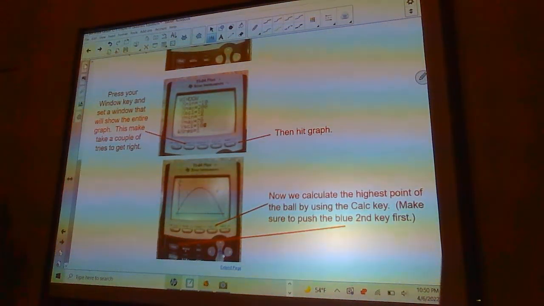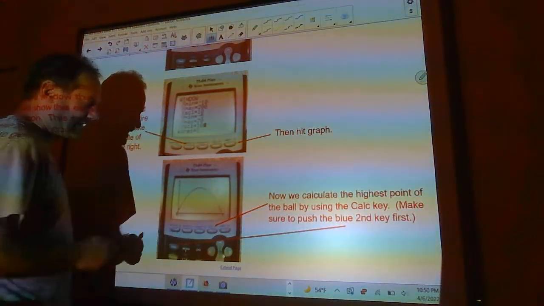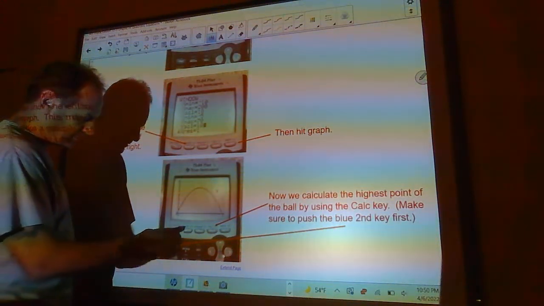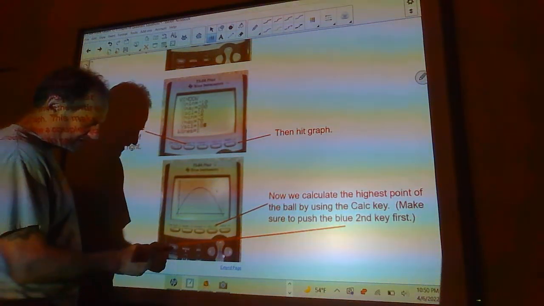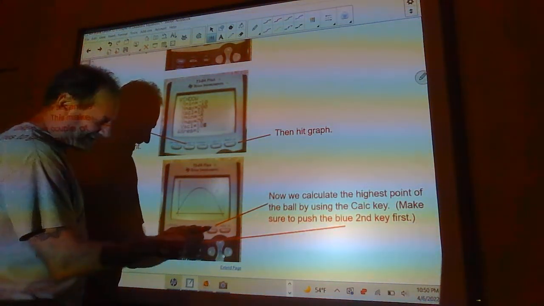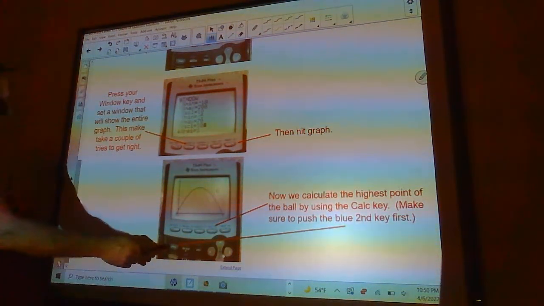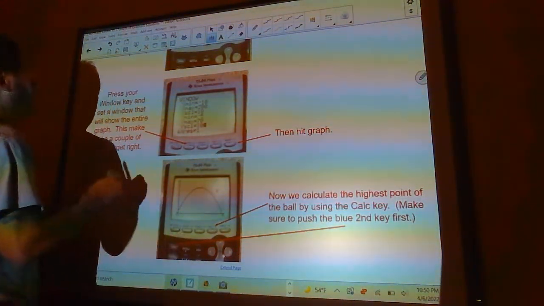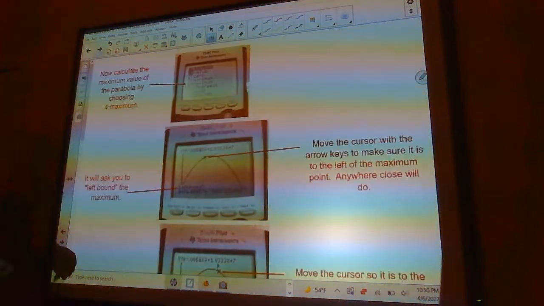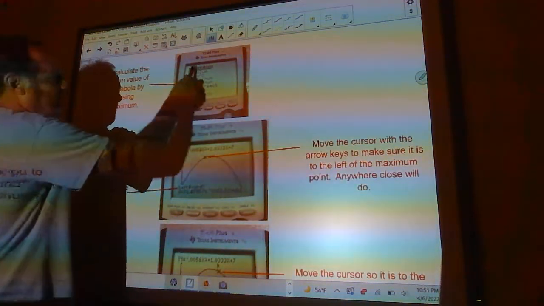Okay, so now what we're going to do is calculate the height of this thing. If you've got the blue keys right above here, you're going to hit your second key, and then you're going to hit calc. Okay? So make sure you hit that second key first, all right? And what's going to happen? It's going to give you this screen right here.